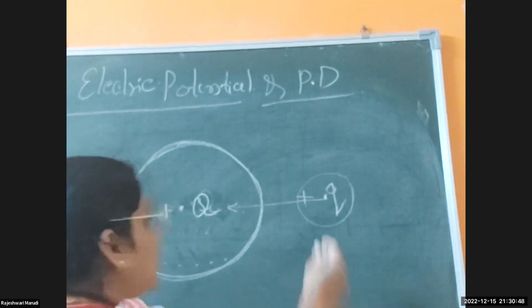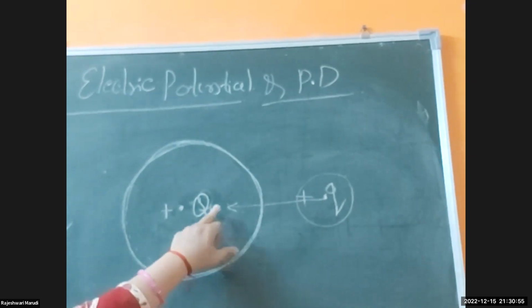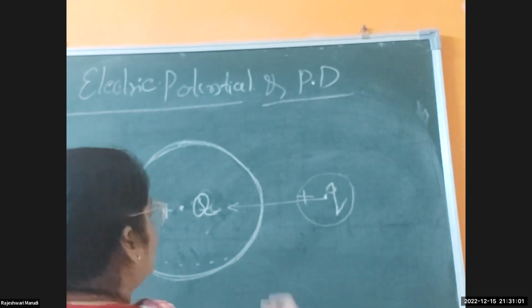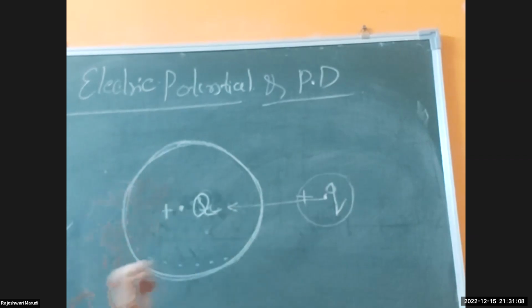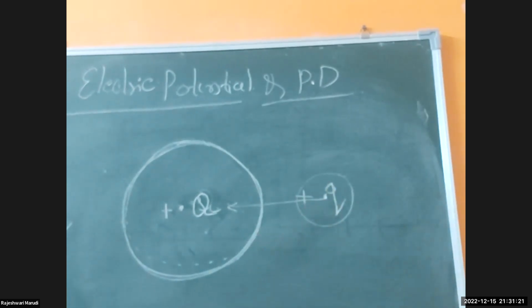So whenever I bring another positive charge near this electric field, it experiences a repulsion force, or we can say that it gets repelled by the other positive charge present in the electric field. So what happens here? You have to do some work to bring this positive charge from infinity into the electric field.